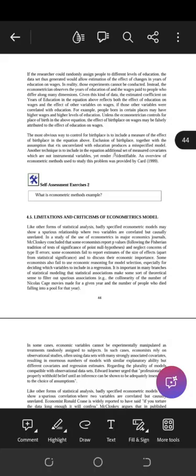Exclusion of birthplace, together with the assumption that error term is uncorrelated with education, produces a misspecified model. What is a misspecified model? It is a model that one is using that does not contain the number of variables it should contain, the important variables it should contain.